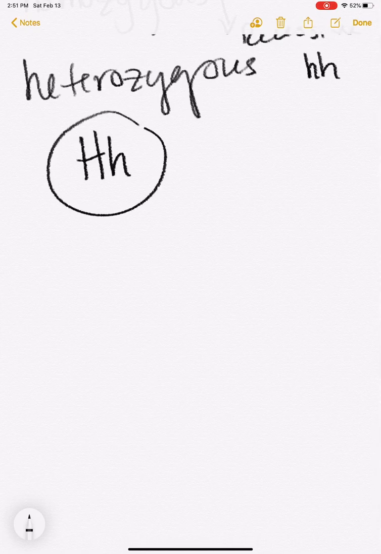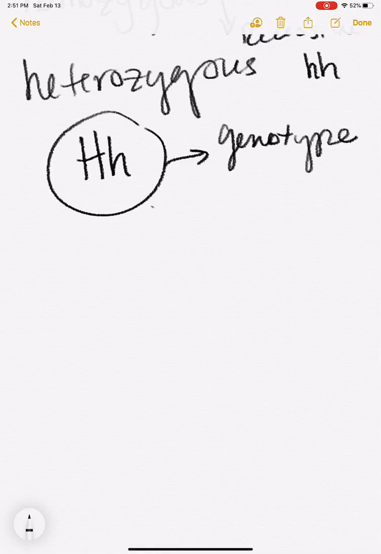These are known as genotypes. It's the complete genetic material that an organism has. A phenotype, however, is the physical characteristics we see. So genotype is the complete genetic material, and then a phenotype is what we actually see.